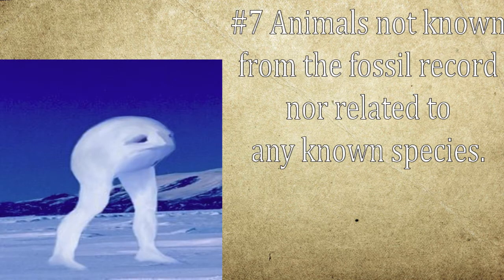The seventh category are animals not known from the fossil record, nor related to any known species. These are cryptids that are unlike anything humanity has ever seen or discovered from fossils. The ninjin, a strange aquatic animal reported in Japan, is one such cryptid, as it resembles no known animal.